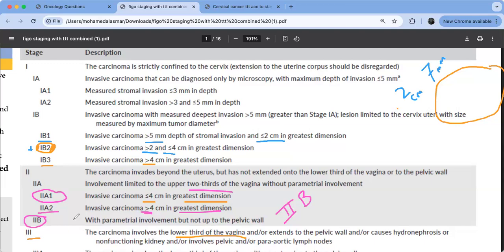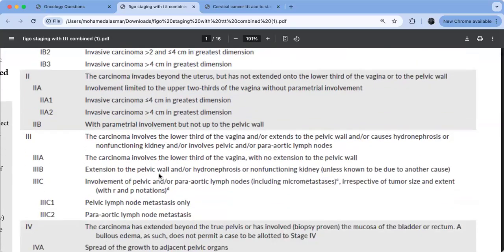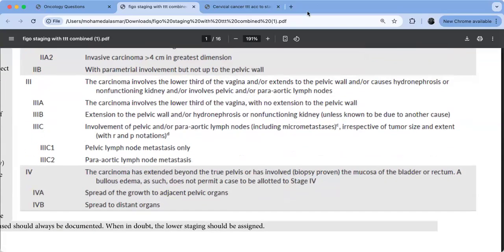In stage 3, the spread starts to go to the lower third of the vagina and/or extend to the pelvic wall and/or cause hydronephrosis or non-functioning kidney. They like the hydronephrosis stage. In 3A, carcinoma involves the lower third of the vagina with no extension. 3B is extension to the pelvic wall and/or hydronephrosis.